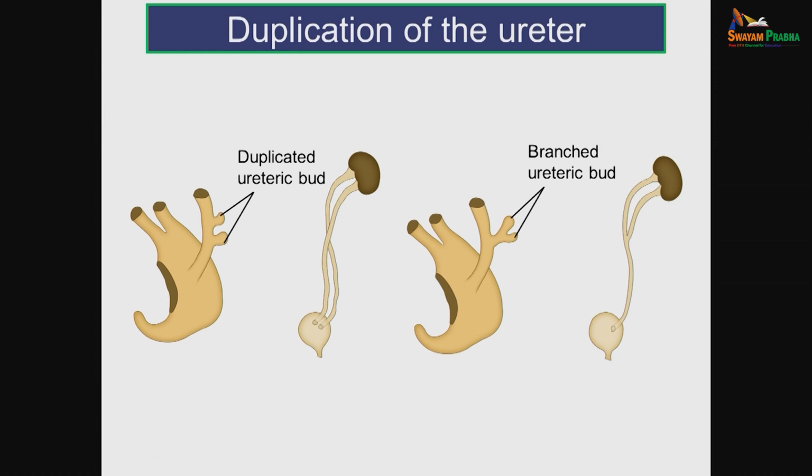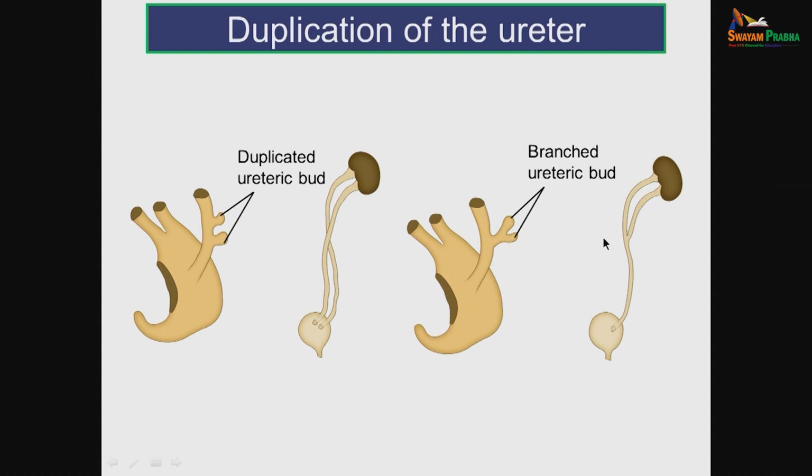Coming to the developmental anomalies of ureter. Ureter is coming from the bud, which is called ureteric bud. Look at the picture which I am pointing. Suppose instead of one bud, there are two buds, duplicated ureteric bud. So what happens is there are two ureters, double ureter, duplicated ureters.